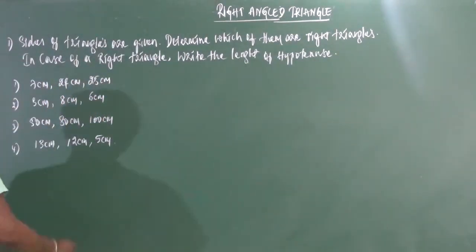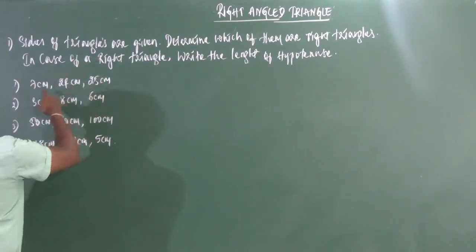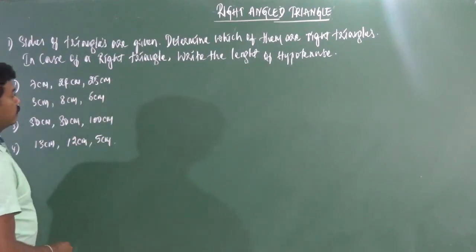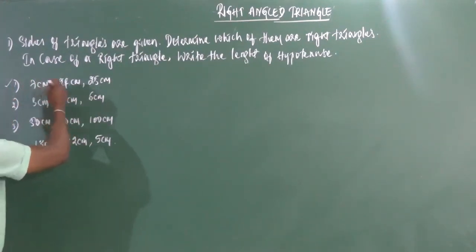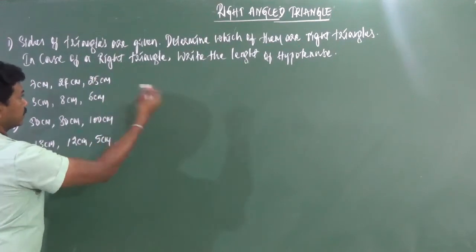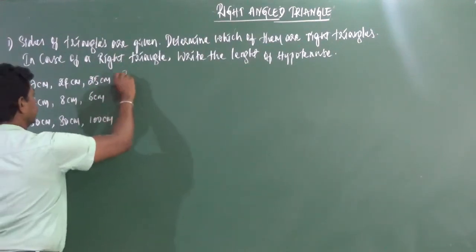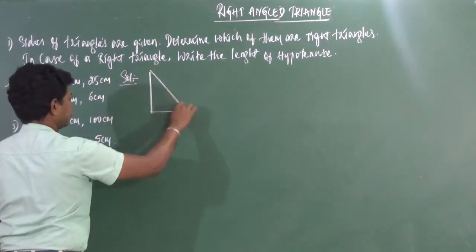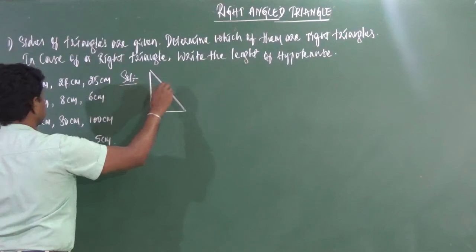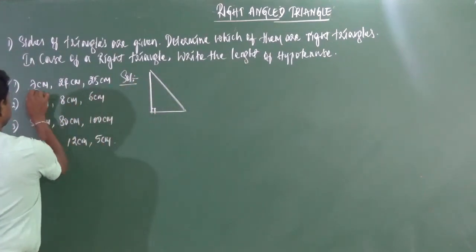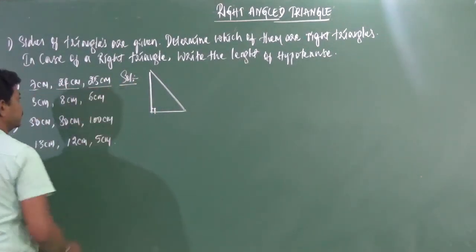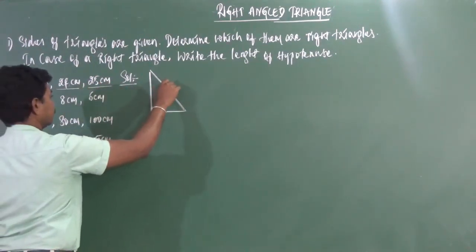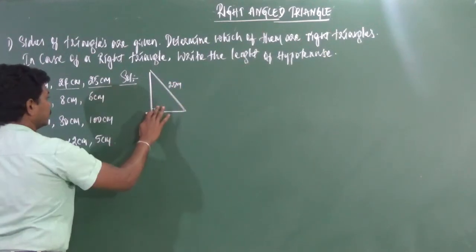Okay. So here sides of a triangle are given. Okay, I am going to take the first problem. Determine which of them are right triangles. Okay, so in case of a right triangle, write the length of the hypotenuse. So we will go with the first problem here. So I will draw a right triangle. So this is the right angle triangle. So among the given values 7 centimeters, 24 centimeters and 25 centimeters, which is the longest side? So the longest side is 25 centimeters. I am going to put 25 centimeters there.